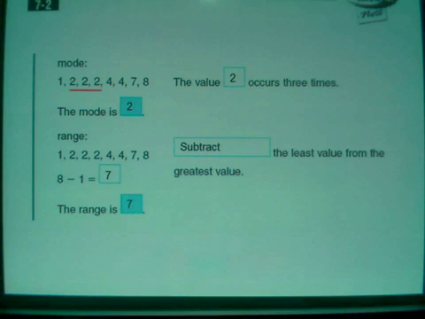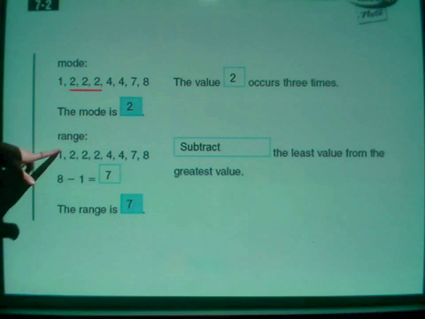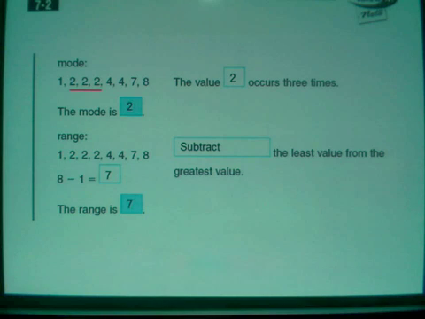The range is the difference between the biggest and the smallest numbers on the list. So in other words, what I'm asking you to do is subtract big minus small, or 8 minus 1, and you'll yield a range of 7.